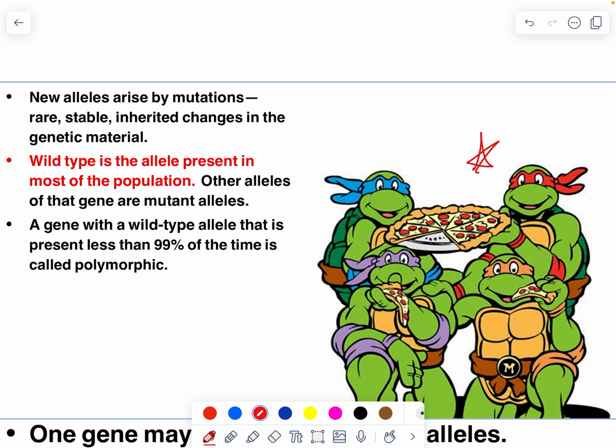New alleles arise by mutations, right? Random changes. They're rare, super rare, especially if they give an advantage, super rare, but random. Wild type, we've been talking about it this year, is present in most of the population. A gene with a wild type allele that is present less than 99% of the time is called polymorphic.